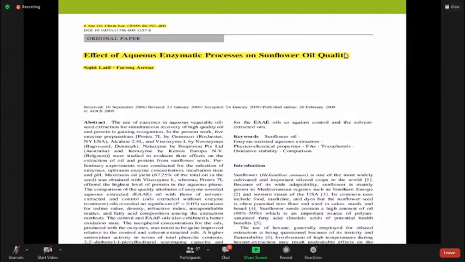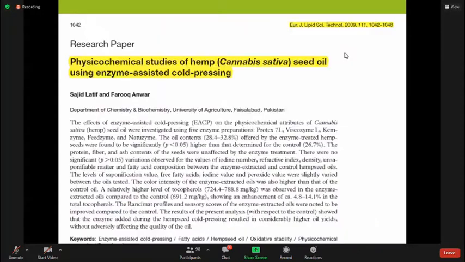Here, in another article you can see, we used a cold pressing method. Basically, in enzyme-assisted oilseed extraction, there are two aspects, two schools of thought. One is aqueous enzymatic extraction, and the other is enzyme-assisted cold pressing. In this research, we used the enzyme-assisted cold pressing method. We pre-treated the seeds with enzymes, and then these enzyme pre-treated seeds were extracted by the cold pressing method.